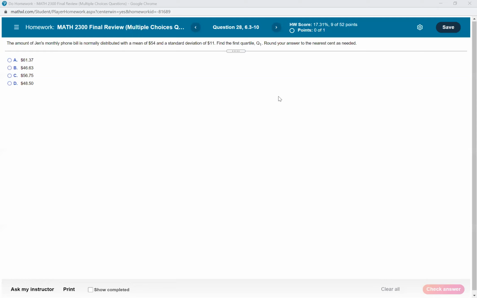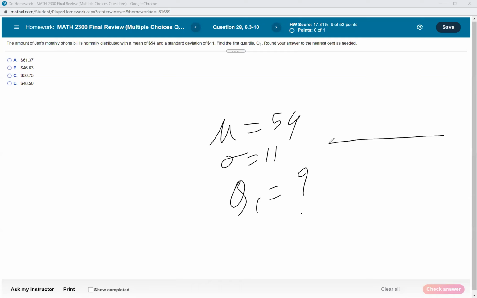Okay, so the amount of Zen's monthly phone bill is normally distributed. The mean mu is 54, and standard deviation sigma is 11. So we need to find the first quartile, Q1. So we have to find the value of Q1. So how can we find this one?